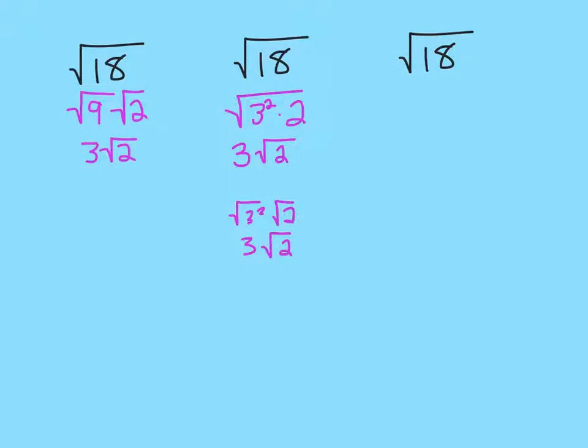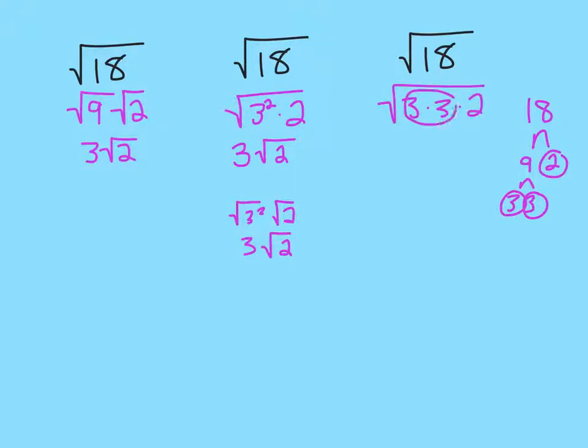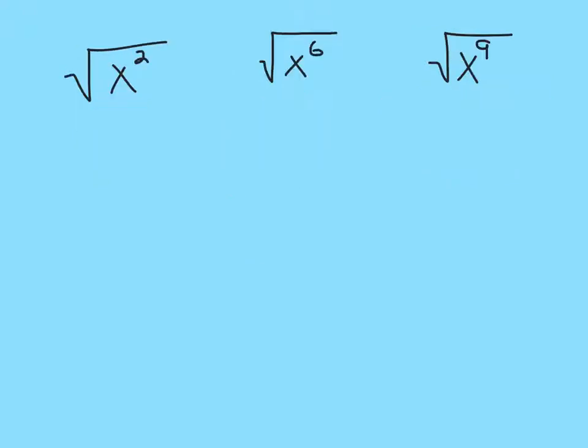A third way that we've learned is a factor tree. This is not an efficient method, but it will work if you like something that's systematic. So we see that 9 is 3 times 3, and we still have a factor of 2. So since we have the square root of 3 times 3 times 2, and I see a pair of 3's, I can write the 3 on the outside. Now we're going to apply this to both variables and higher indexes.